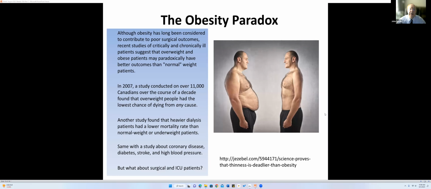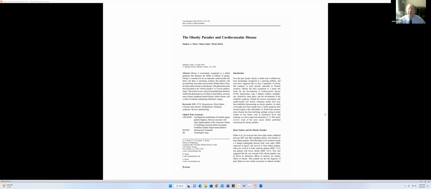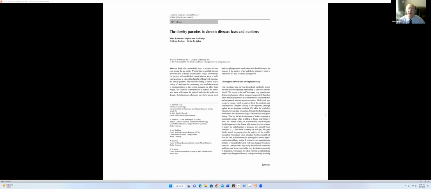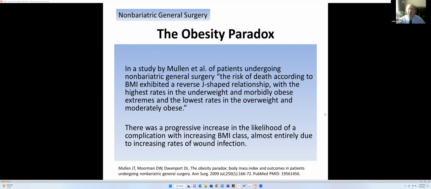Although obesity has long been considered to contribute to poor surgical outcomes for technical reasons, among others, recent studies of critically and chronically ill patients suggest that overweight and obese patients may paradoxically have better outcomes than normal weight patients. And I'm going to show you some examples of this. Here is an article, The Obesity Paradox, published in Current Hypertension Reports, Obesity Paradox and Cardiovascular Disease. Here's another article, The Obesity Paradox in Chronic Disease, Facts and Numbers. And I'd like to show you some of the illustrations of various curves from that.